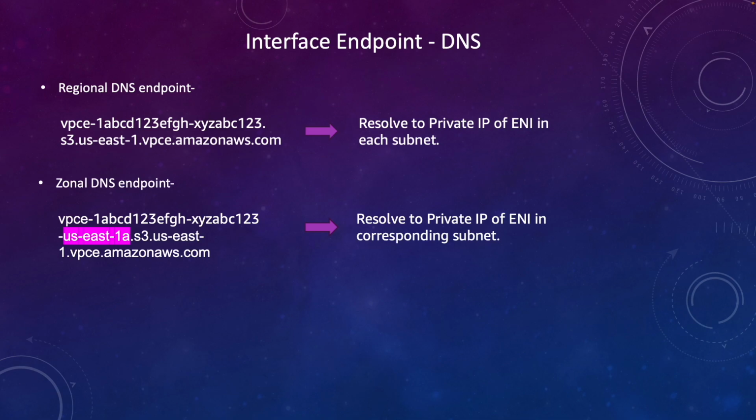The regional DNS name resolves to the IP addresses of each of the ENIs you created in each subnet while creating the interface endpoint. And for each ENI, you get a zonal DNS name as well, which resolves to the private IP address of that corresponding subnet's ENI.